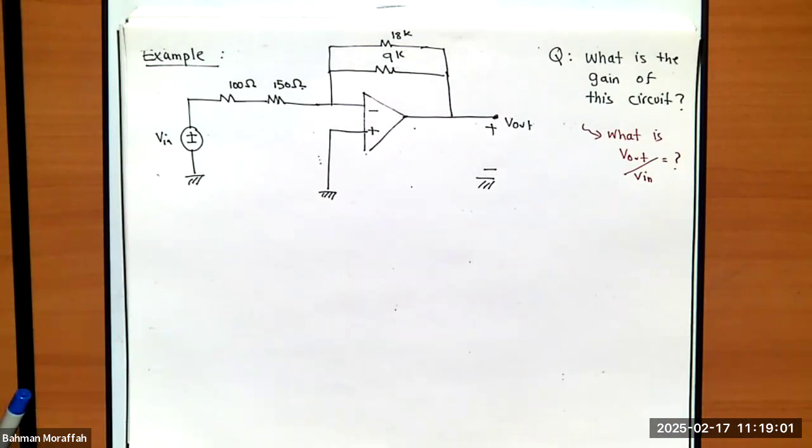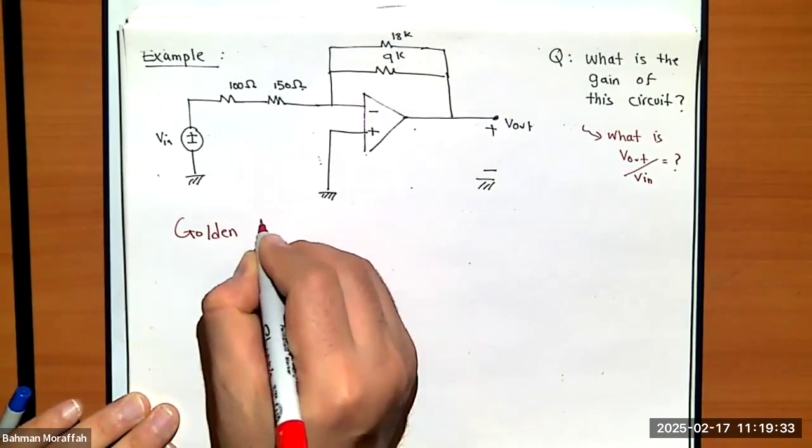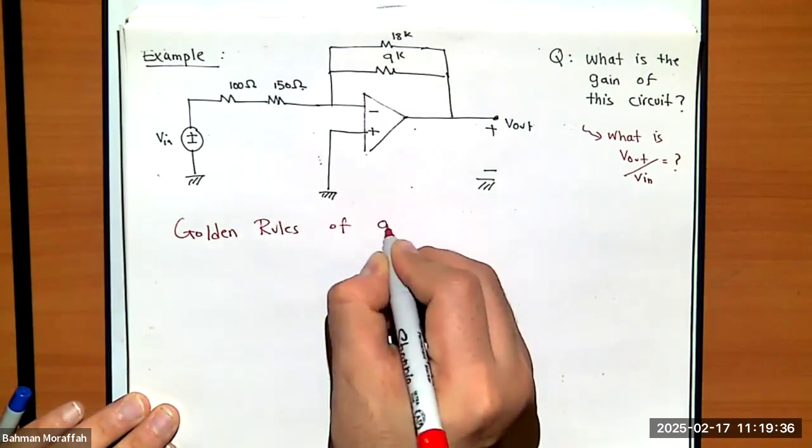If we're given any circuit with an op amp, we're going to check if it's ideal or not. If it's ideal with negative feedback, then we have the golden rules of op amps. We can apply them, and then we can do KVL and KCL and solve for whatever the question is asking. This circuit is telling us the op amp is ideal. It also has negative feedback, because it's going from the output to the inverting terminal. So I have the golden rules of op amp.